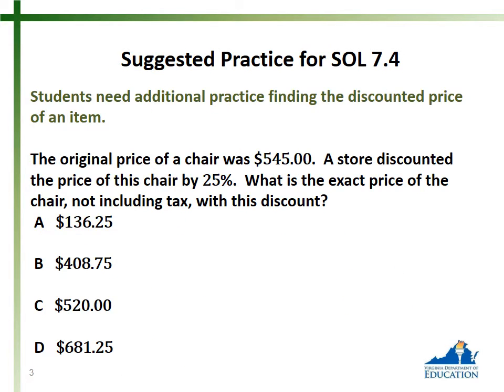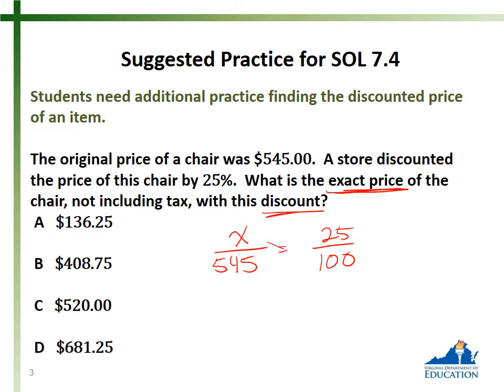So here we have this question. The original price of the chair was $545. The store discounted the price of this chair by 25%. What is the exact price of the chair with this discount? You can see that we're looking for the price of the chair, not the discounted amount. And so what we can do is set up a proportion. It would be x over 545 equal to 25 over 100.